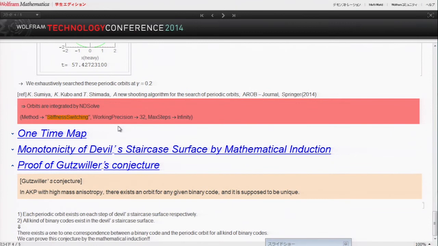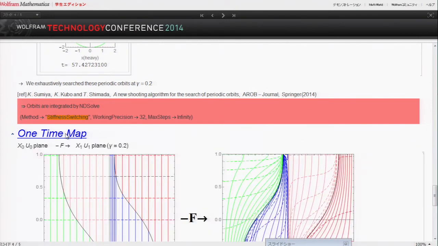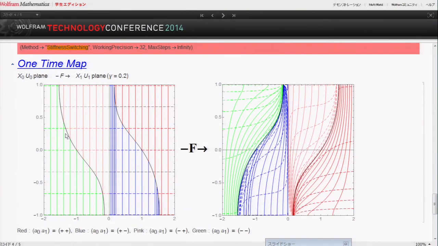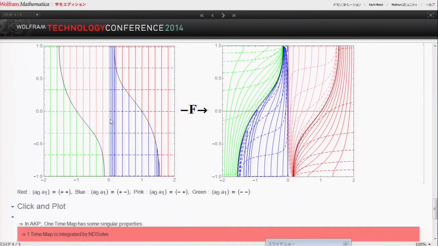I'm sorry. And next, we investigate the structure of the DSS. To investigate the structure of the DSS, the key is this one-time map. This red region and blue and these other colors show this.